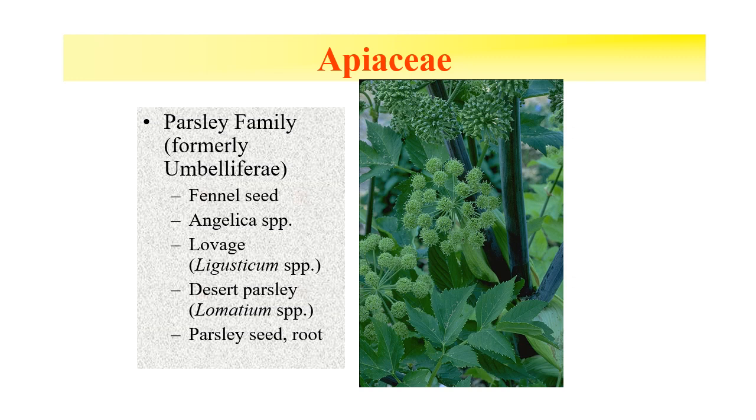The parsley family: fennel, angelica, lovage, desert parsley, Lomatium species, or parsley seed and root. All of these are used in medicine, and so these are important medicinal plants, like fennel seed for digestion, angelica for moving the blood and reducing pain, and so forth.